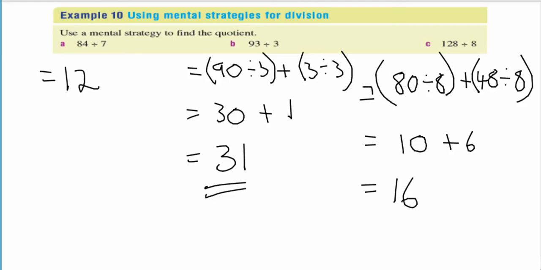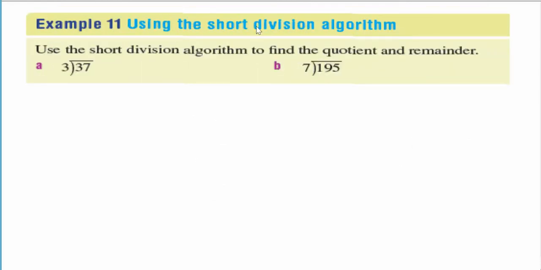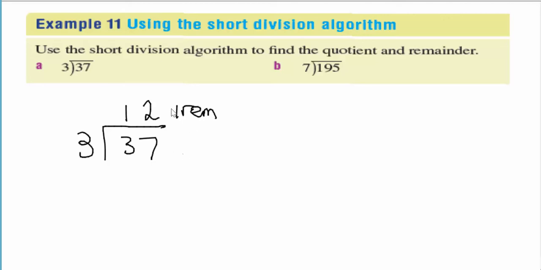nice and easily. Now, using the short-term division algorithm. This is what I just did before. So I'm going to rewrite this one here. 37. 3 divided by 3 gives me 1. 7 divided by 3 gives me 2 and 1 remainder. So 12 with 1 remainder.